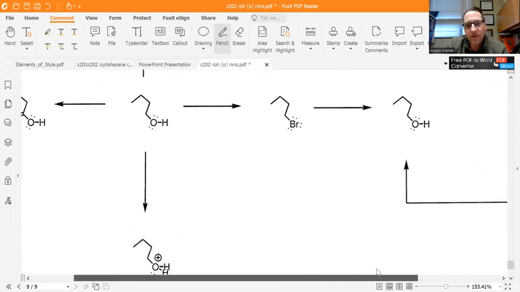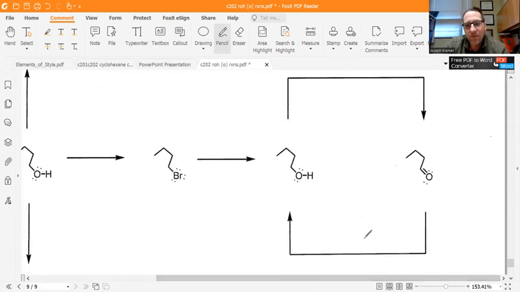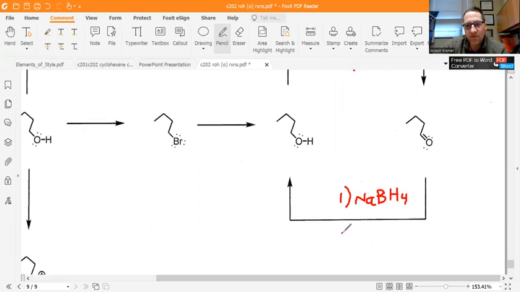You've seen that before, haven't you? PCC, 1. Remember? NaBH4, sodium borohydride. Mechanism to be discussed. For sodium borohydride, we will cover curly arrows for that.